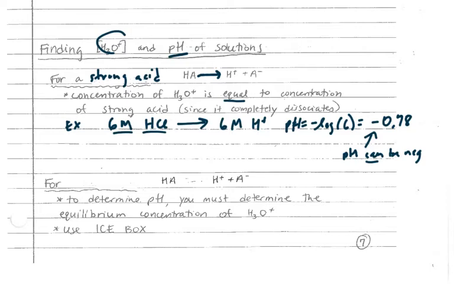Now, for weak acids, the acid is only partially dissociating, and so we see this two-way reversible reaction. And we know that for reversible reactions, they ultimately reach equilibrium. And so in order to determine the pH, we need to know the concentration of the hydrogen or hydronium ions, and we can figure that out the same way we figure out equilibrium concentrations, doing equilibrium problems using an icebox. So that's what we're going to do next.